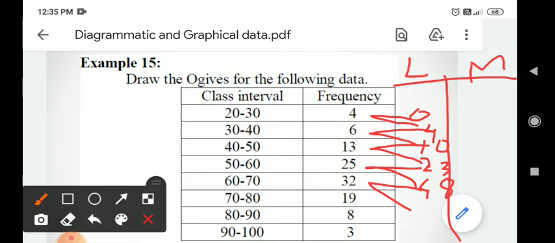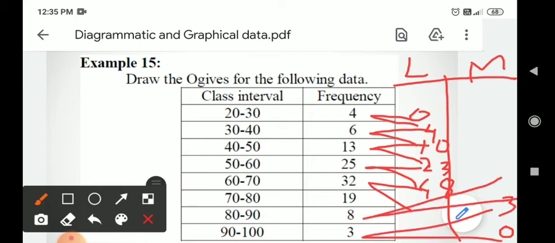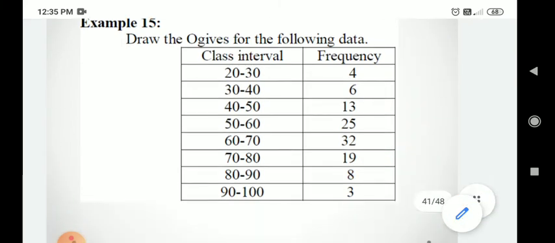In more than values, what we have to do is we start with 0 here. 0 plus 3, 3, 3 plus 8, 11, 11 plus 19. It should be in that row only, but I do not have space, so I am writing here. 11 plus 19 is 30, and so on. So this is how you find out less than and more than ogives.